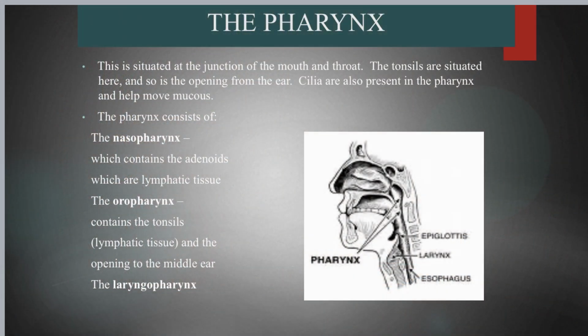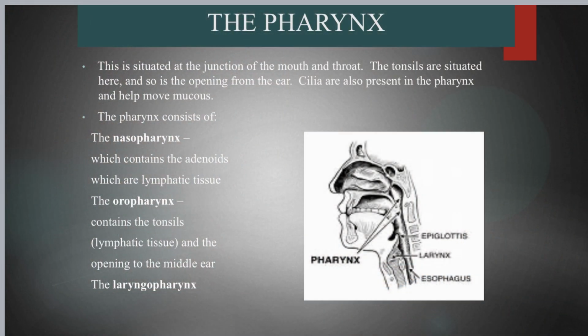But we also have the oropharynx. The oropharynx is situated behind the mouth and contains the tonsils, also lymphatic tissue, and also the opening to the middle ear. That is why often we find that when there's a problem with the tonsils, we also get infection of the middle ear. Please look in your textbook on page 264 to see the structures which are associated with the pharynx.